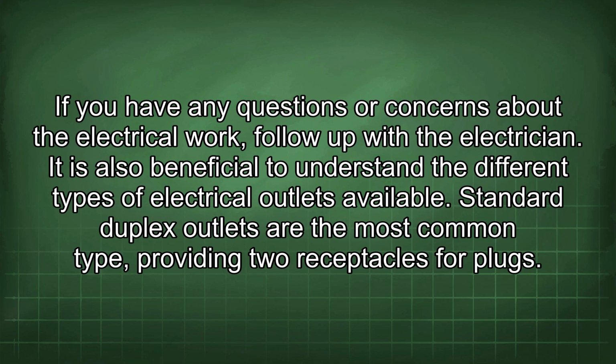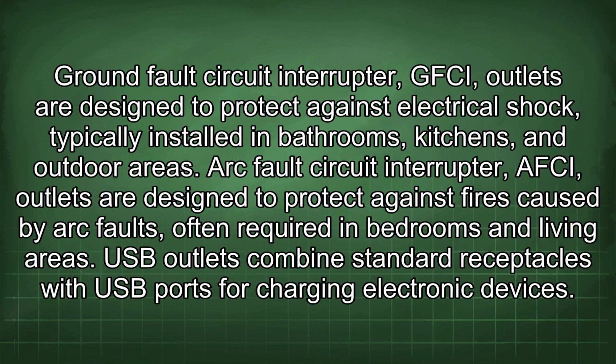It is also beneficial to understand the different types of electrical outlets available. Standard duplex outlets are the most common type, providing 2 receptacles for plugs. Ground fault circuit interrupter, GFCI, outlets are designed to protect against electrical shock, typically installed in bathrooms, kitchens, and outdoor areas. Arc fault circuit interrupter, AFCI, outlets are designed to protect against fires caused by arc faults, often required in bedrooms and living areas. USB outlets combine standard receptacles with USB ports for charging electronic devices.